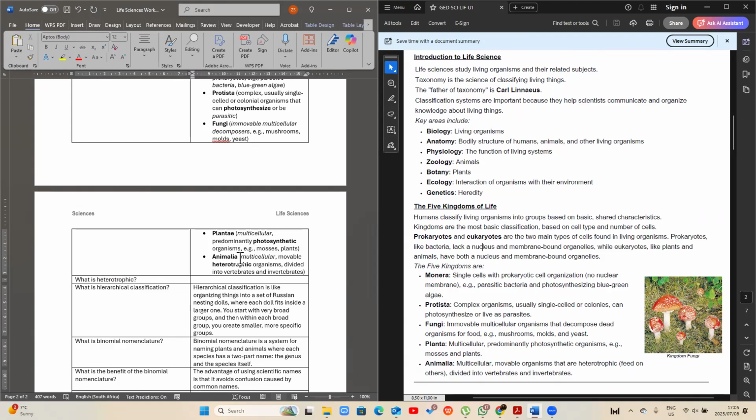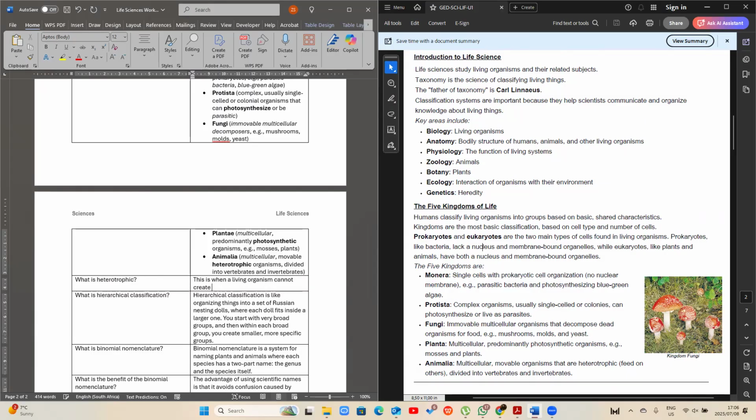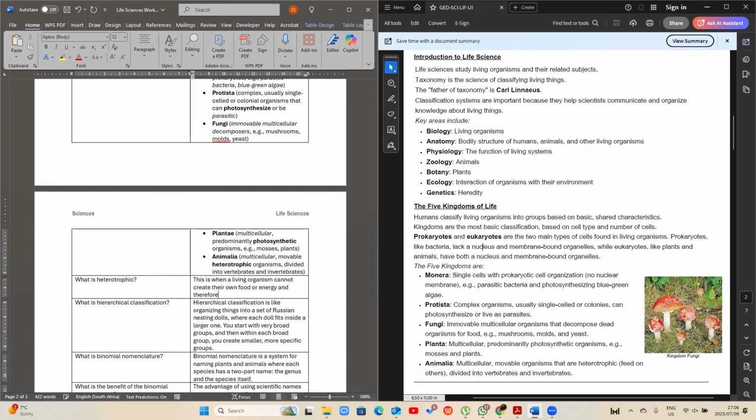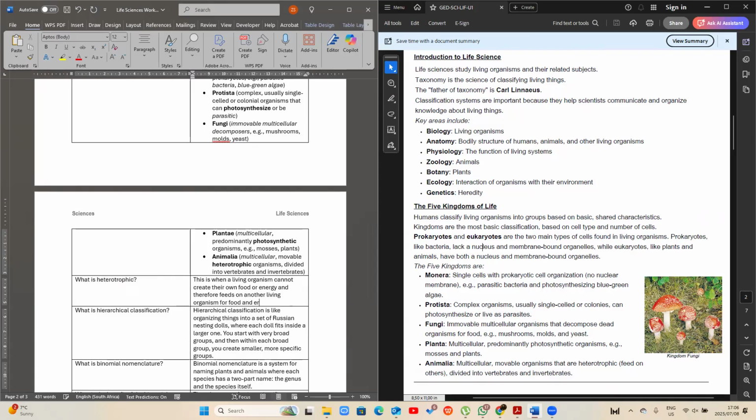Okay. So this is when a living organism cannot create their own food or energy, and therefore needs to feed off of another living organism to get food or energy. So that's what the kingdom Animalia is classified as, heterotrophic. We, and human beings fall under the kingdom Animalia, we cannot make our own food. We cannot photosynthesize, and therefore we eat other animals and plants to get energy.